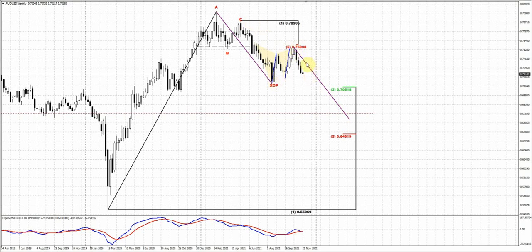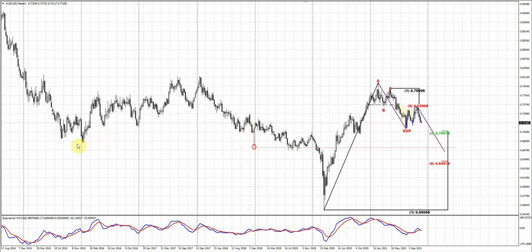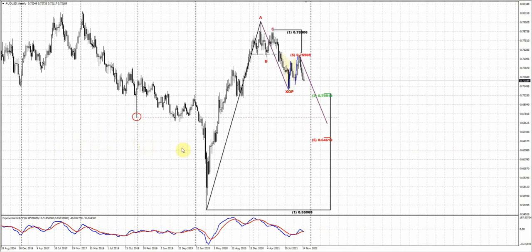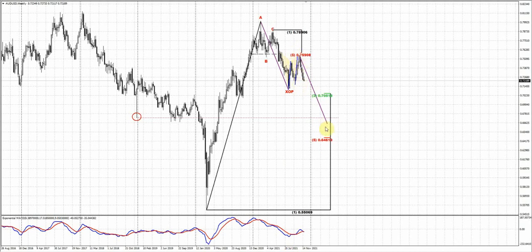It seems we could now consider a larger ABCD pattern here, and its OP stands precisely around the 67 area. If you look at the head and shoulders, you can see that it agrees perfectly with the lows of the left arm of the pattern, mostly standing at the same area, very close to it. So this is really a new pattern in the Australian dollar, and the trend is turning down again. It's a bearish trend on the weekly chart and on the monthly as well.